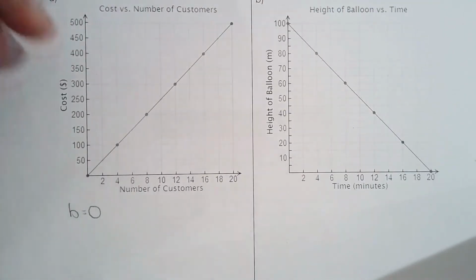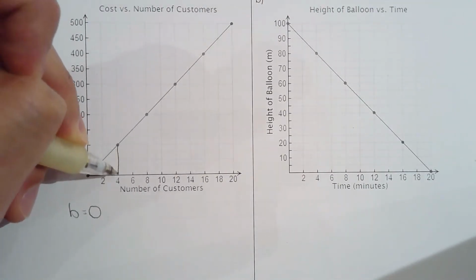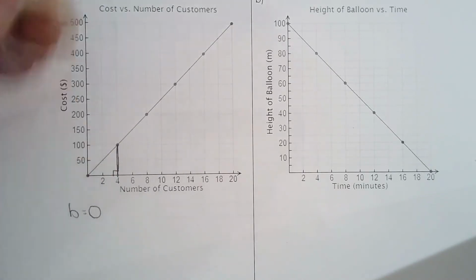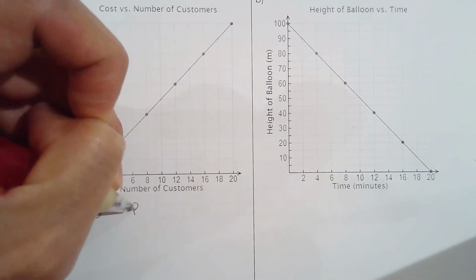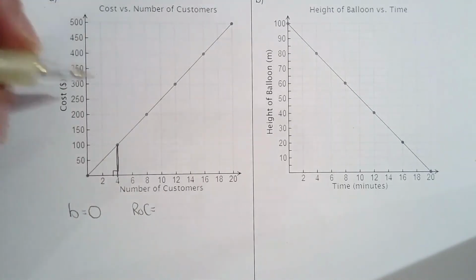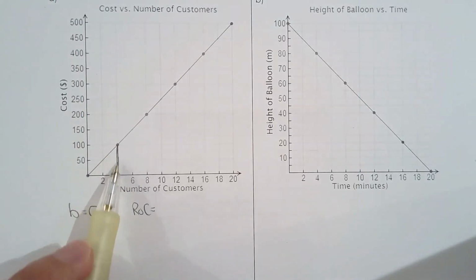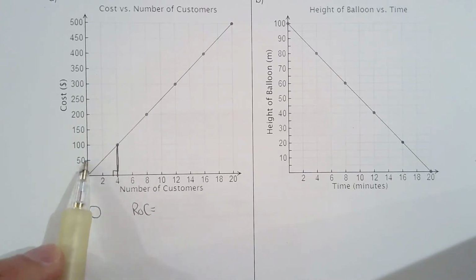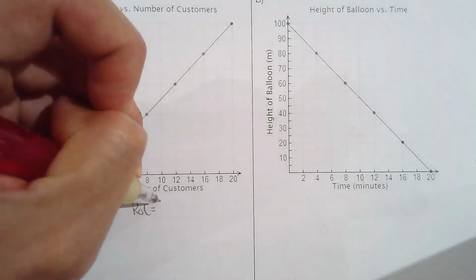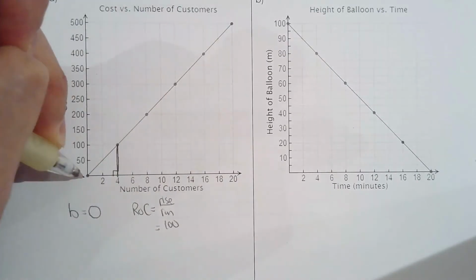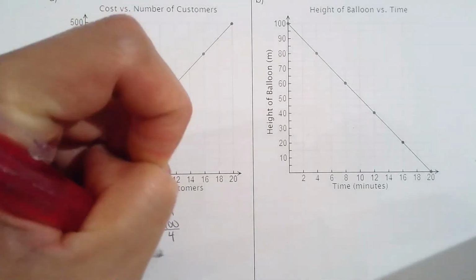Okay. What about the rate of change here? So I'm going to use these 2 points. The rate of change, which is m by the way, is equal to, ooh, be careful. Please don't say the rise is 2, because a lot of students say the rise is 2. No, the scale is 1 block is 50, so 2 blocks is 100. So rise over run, just in case you forgot, is 100 over 4, which is 25.